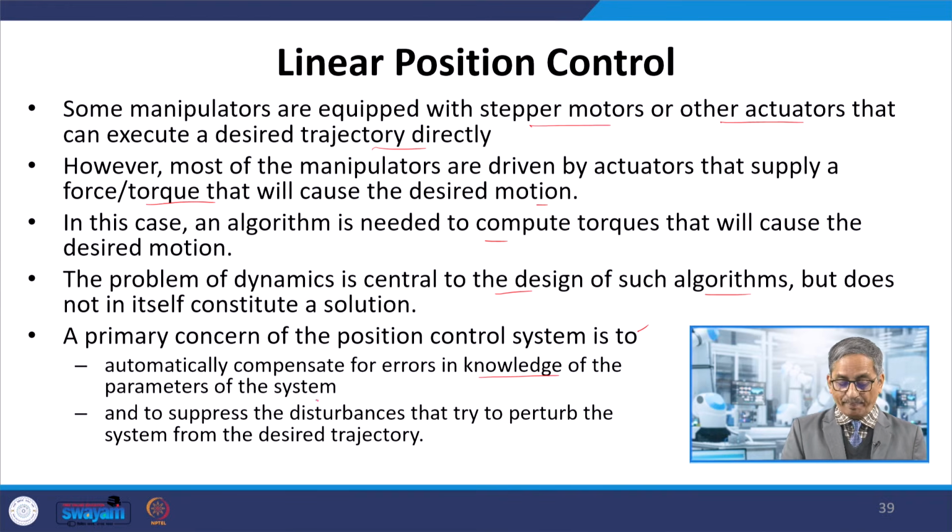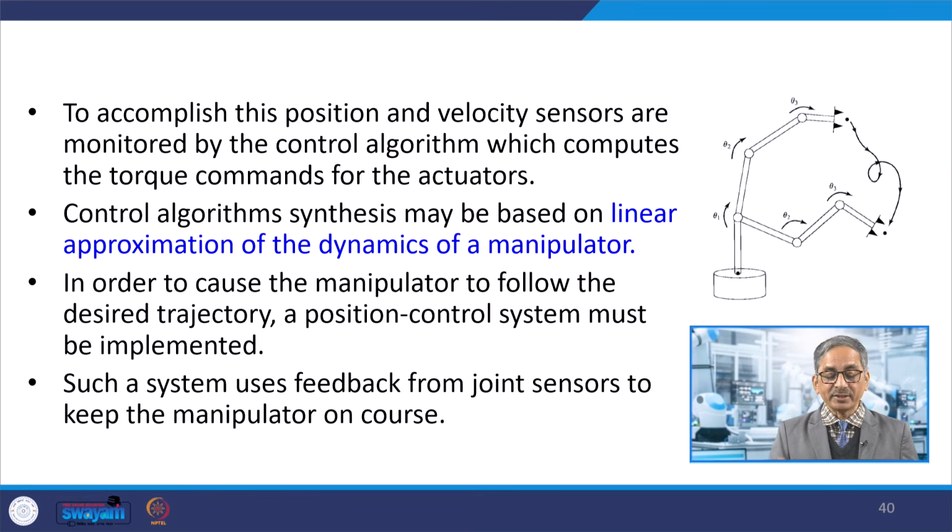Okay, so the primary concern of the position control system is to automatically compensate for the error in knowledge of the parameters of the system and suppress the disturbances that try to perturb the system from the desired trajectory. To accomplish this, position and velocity sensors are monitored by the control algorithm, which computes the torque for the actuators. Control algorithm synthesis may be based on a linear approximation of the dynamics of the manipulator.